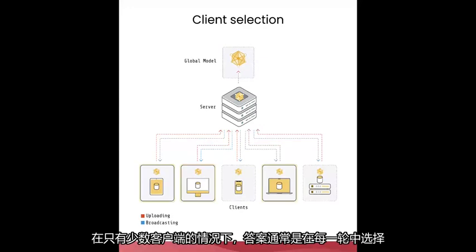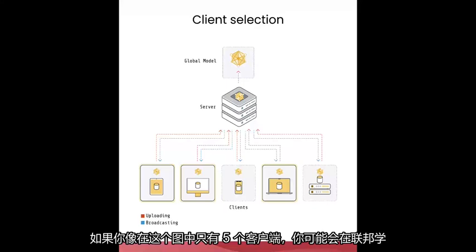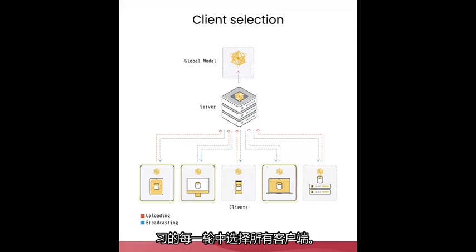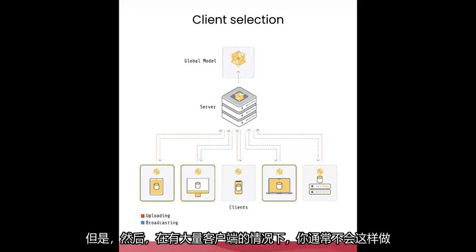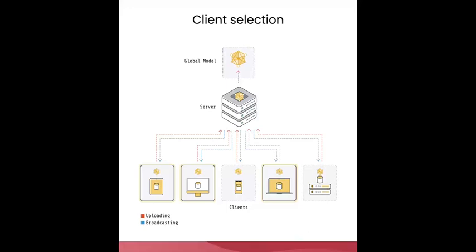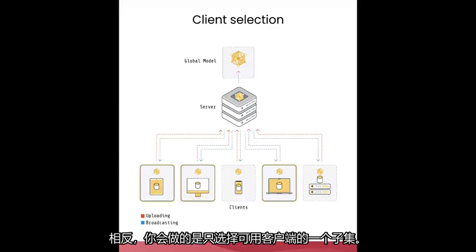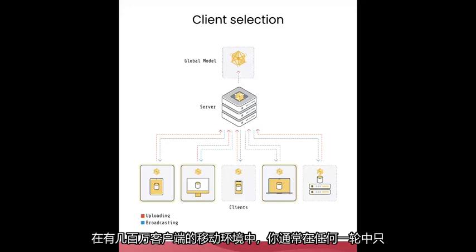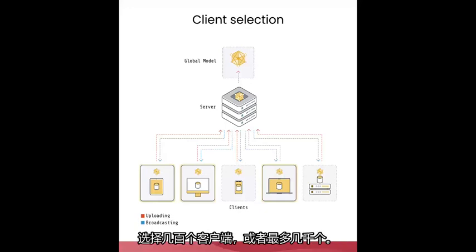In a setting where there are only a few clients, the answer is often just select all clients in each round. If you have just 5 clients, as in this diagram, you would probably select all of them in each round of federated learning. But then, in settings where you have large numbers of clients, you would typically not do this. In fact, it has been shown that selecting more and more clients has diminishing returns. What you would do instead is you would select just a subset of available clients. In a mobile setting with millions of clients, you would often just select a few hundred clients in any single round, or at most a few thousand.